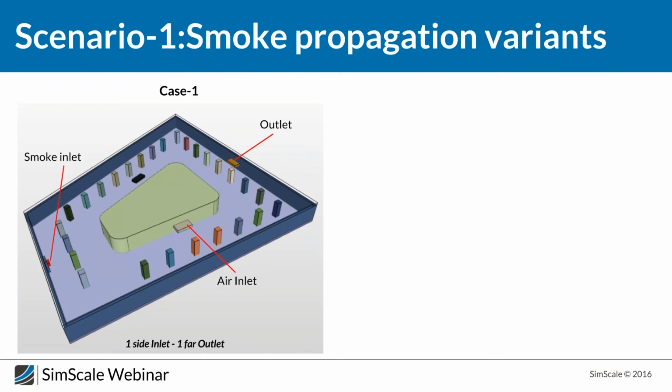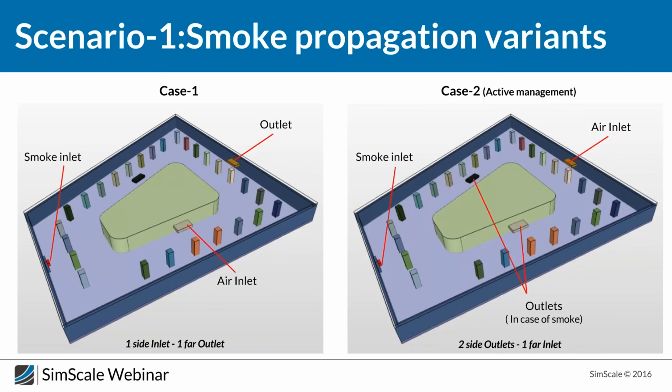So for the first scenario, as I said, we're going to be interested in two cases. Case one is what you will see here. We have a smoke inlet, which you can see here on the left. We have one outlet at the far end of our garage, and we have an air inlet which is placed kind of in the middle of the two. This would be case 1 from scenario 1.